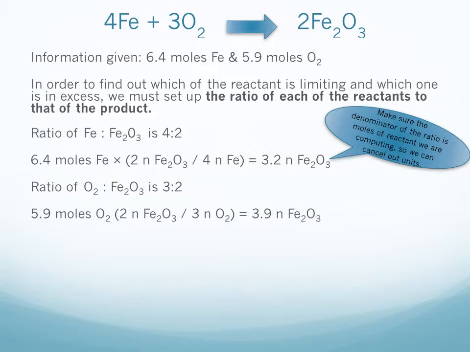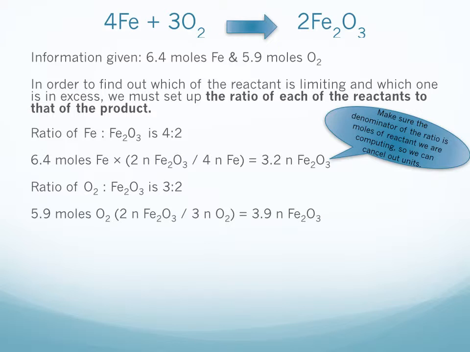Before we begin the calculations, we must first look at the information that we have been given, which is that we have 6.4 moles of iron and 5.9 moles of oxide. We also need to set up the conversion factor that we're going to use in this calculation, which is the combining ratio of each of the reactants to that of the product.